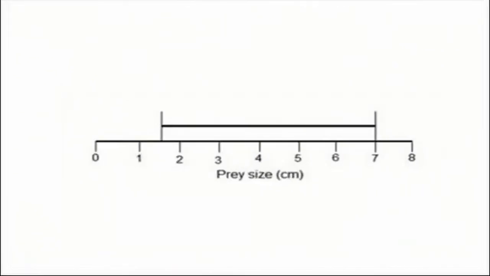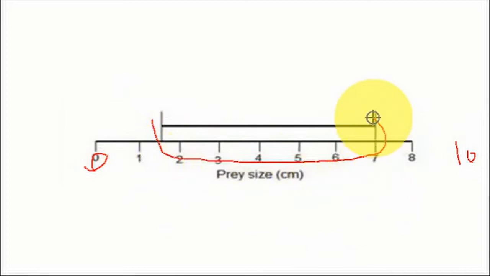And many a times the diet breadth is calculated on a range from 0 to 10. Here it is shown 0 to 8. 10 is a very idealistic condition. So 0 to 10 may be a range of diet breadth of organisms. It may be anywhere between 1.5 to 7, or maybe 5, 6 to 8. So whatever, we are going to follow some index.